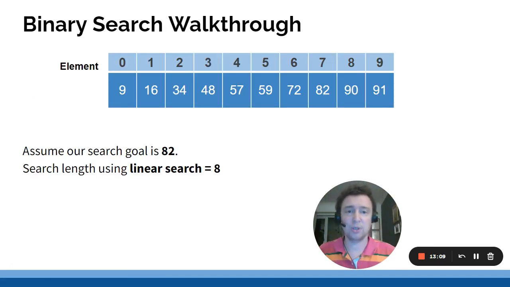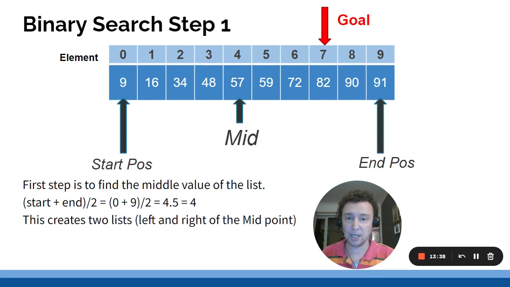So here's a walkthrough. Here's a nice sorted array: 9, 16, 34, 48, 57, 59, 72, 82, 90, and 91. We're looking for 82 this time. We know that our search length using a linear search is 8 passes: 1, 2, 3, 4, 5, 6, 7, 8. But we want to find out how many times it will take us to find it using a binary search. So let's map this out.